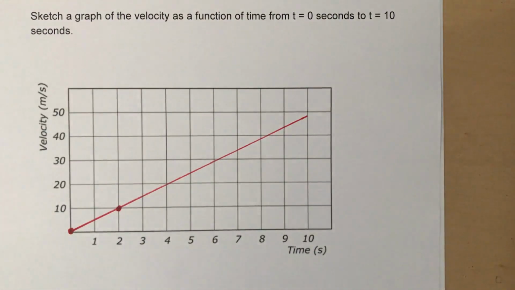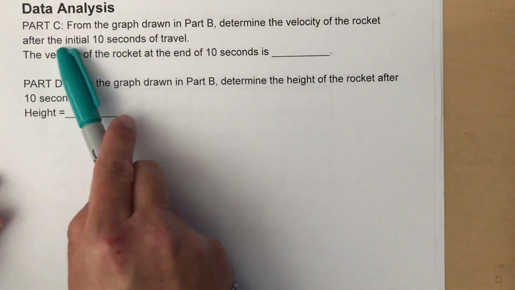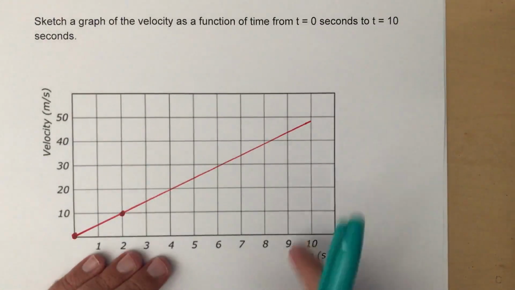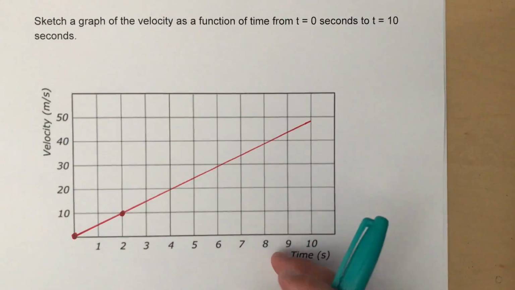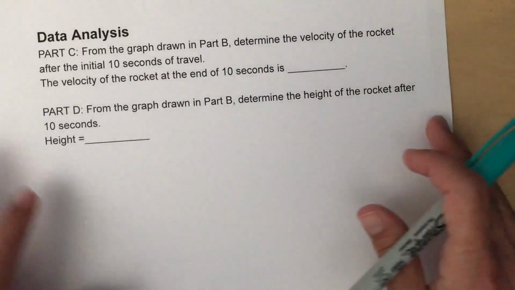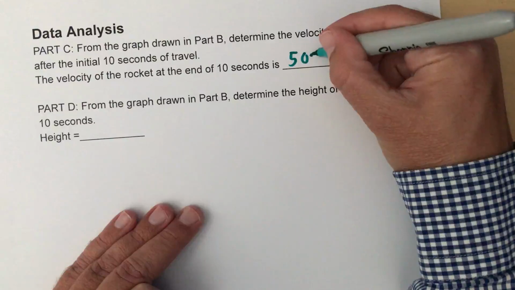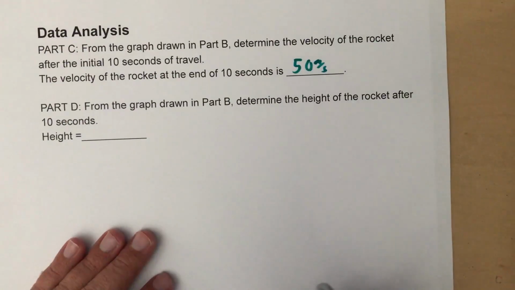So next part, in part C, they say, from the graph drawn in part B, determine the velocity of the rocket after the initial 10 seconds of travel. So we can see that right here, that after 10 seconds, we've gotten up to a velocity of 50 meters per second. That also makes sense because if you're picking up speed 5 meters each second for 10 seconds, by the end you're going to pick up 50 meters of speed.